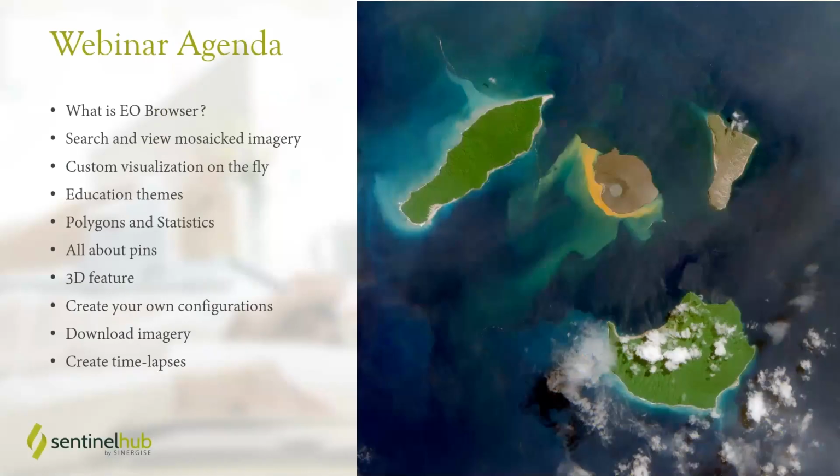I'm going to present you the agenda first. So what is EO Browser? We will start with that. Then I will let you know how to search and view mosaicked imagery before we take a look at custom visualizations. And then I will conclude the first part with the educational themes and will hand over to my colleague Monia, who will explain everything about polygons and statistics and all about pins. Then she will show you the 3D feature and how to create your own configurations. And at the end, she will show you how to download imagery and how to create beautiful time lapses.